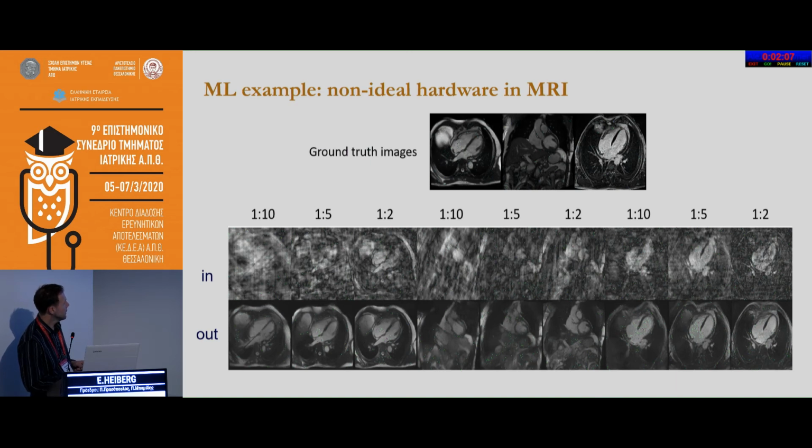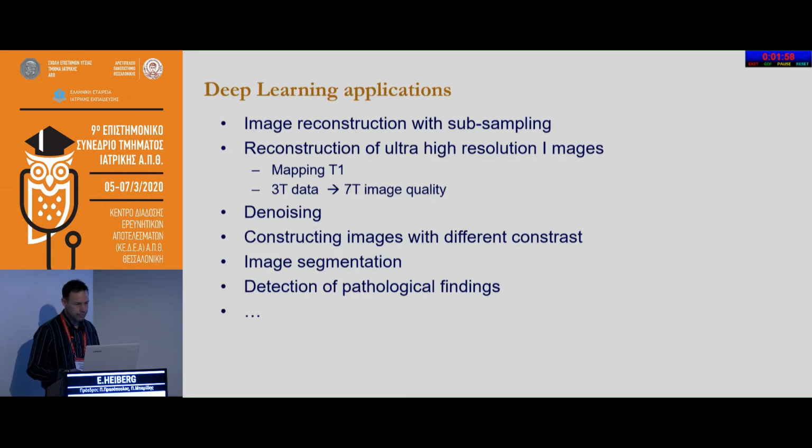So here we can really see, with 1/10 of the data, it really hallucinates, but here it starts to work. Quite fascinating. So some deep learning applications: image reconstruction with subsampling, maybe reconstruction of ultra high resolution images, T1 mapping, or really going from 3T data that looks like 7T data, denoising, constructing images with different contrast, image segmentation.